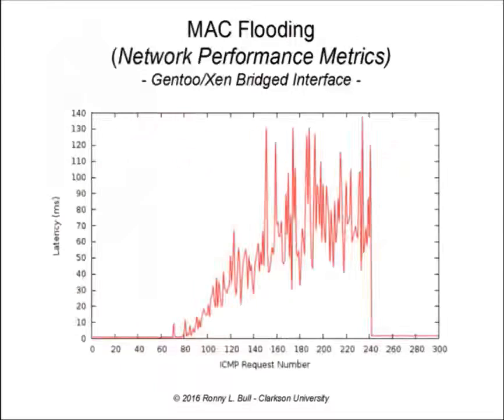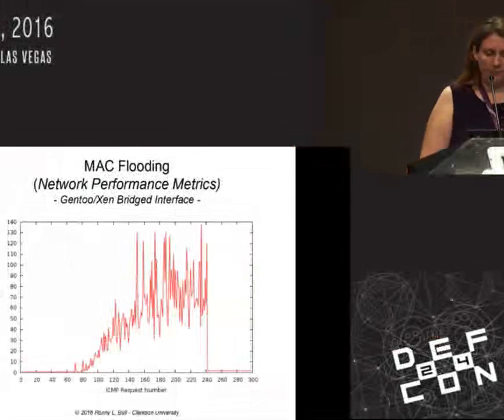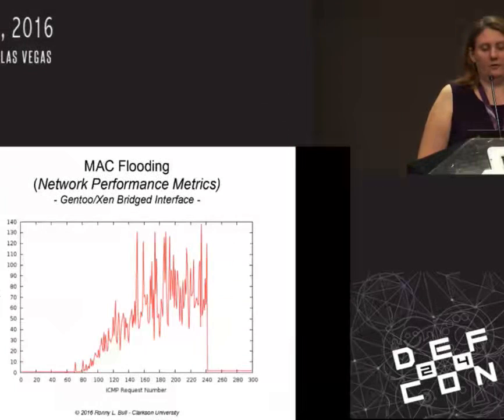And here in this graph, which is something we showed you last year, you can see from about 0 to 65 or 70 or so what was happening when it wasn't under attack. So low latency pings, no trouble. You can clearly see when the attack gets launched, and you can see just after 240 when the attack stops. You can see clear impact on the network performance for the victim VM. And this was done on Gen 2 in a Xen bridged interface.